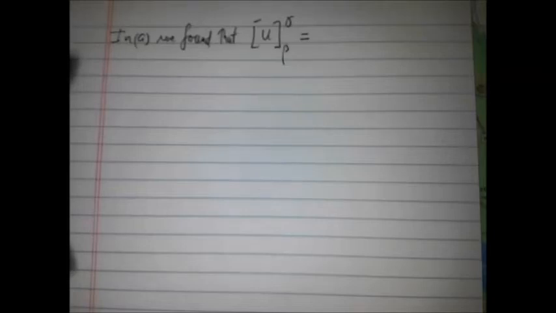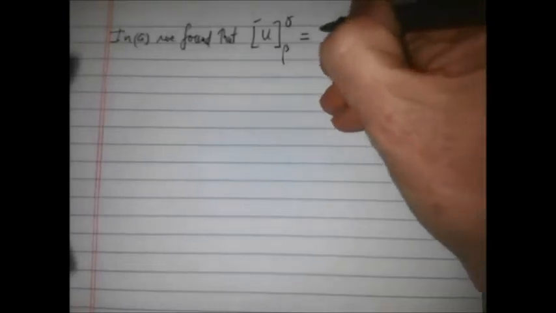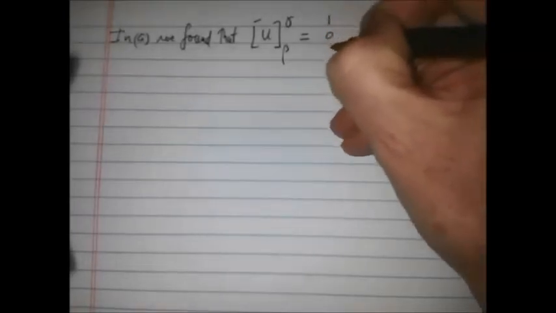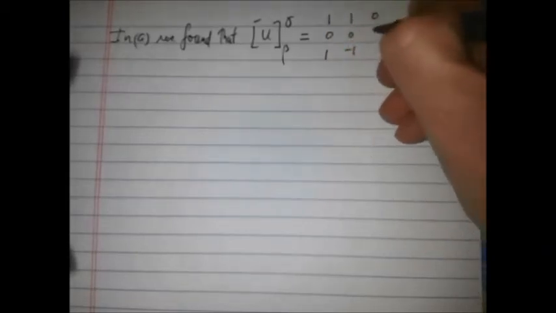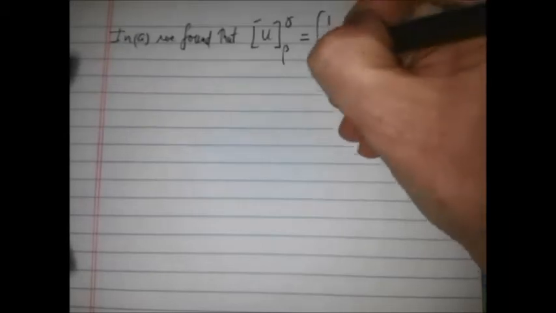I've forgotten what it is for a moment, so let me just look it up. Okay, just going back to my notes from before. Right, so in part A we found that matrix was: first column 1, 0, 1, second column 1, 0, minus 1, and third column 0, 1, 0. Okay, so that's a 3 by 3 matrix.